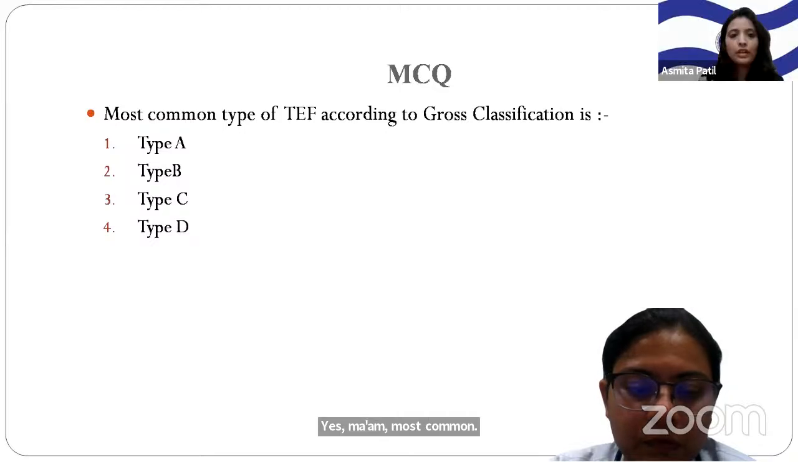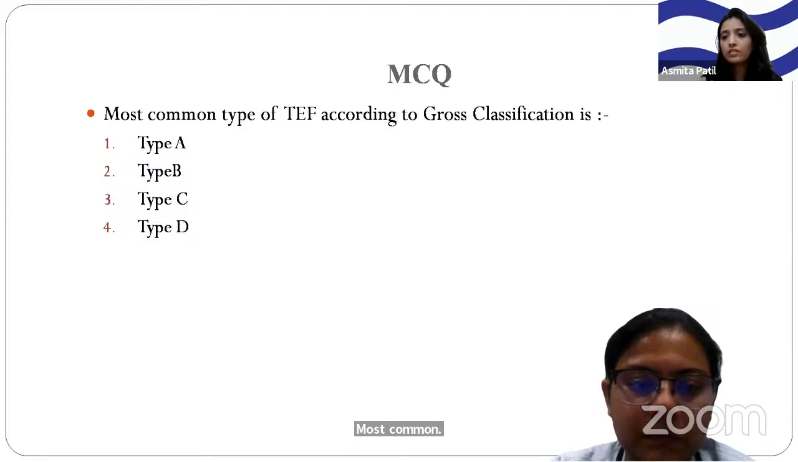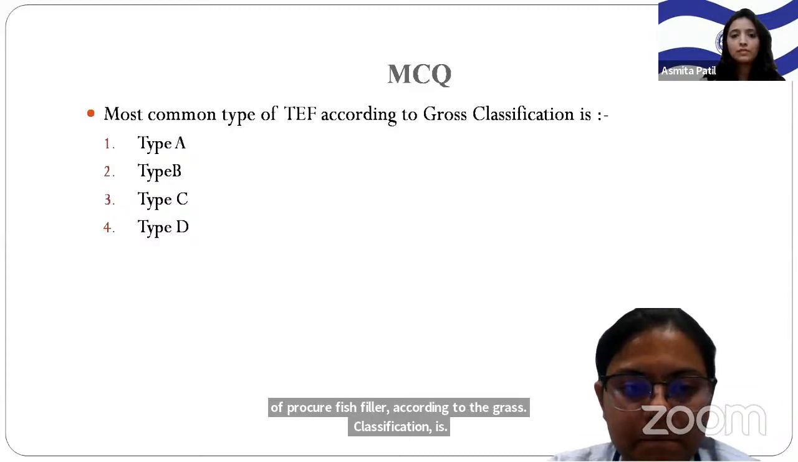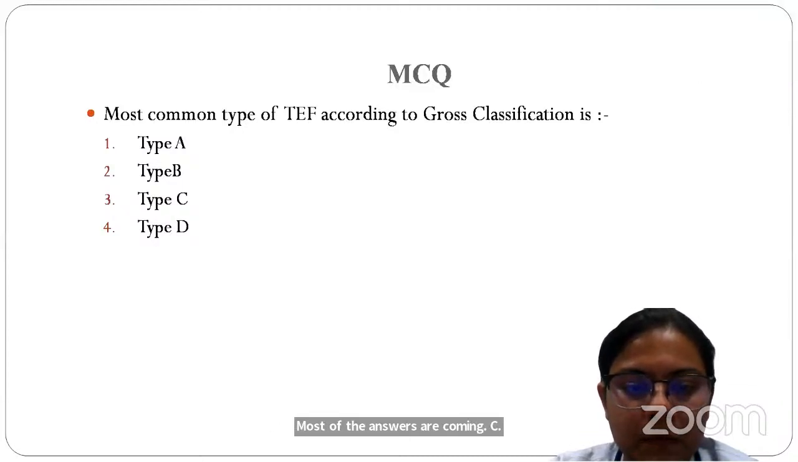Yes. The most common type of tracheoesophageal fistula according to the Gross classification is... Most of the answers are coming C. Wait, give them 30 seconds to answer.